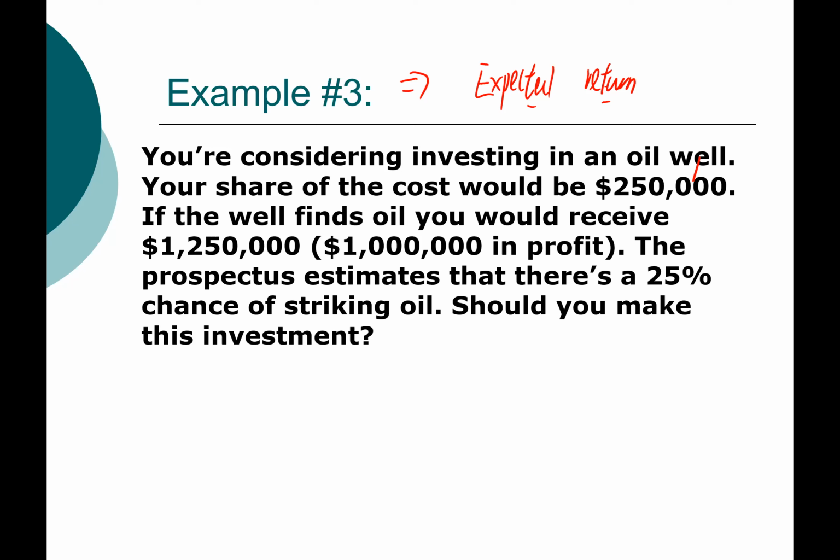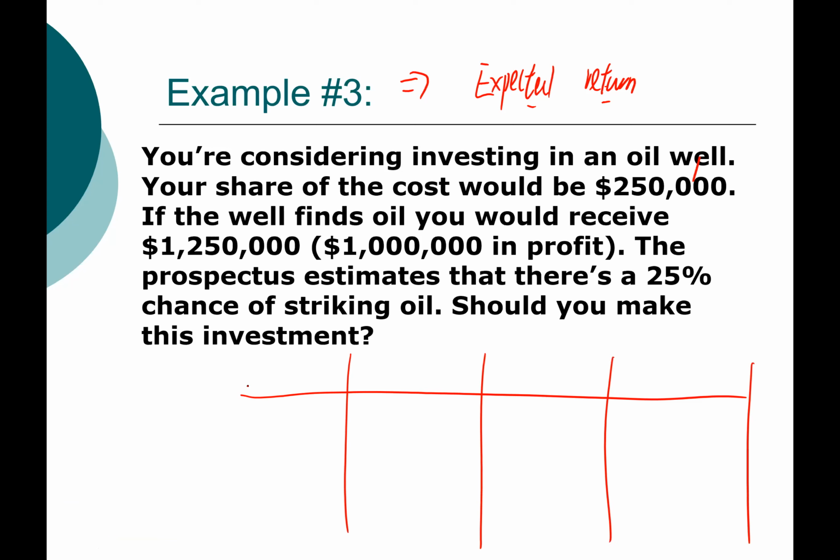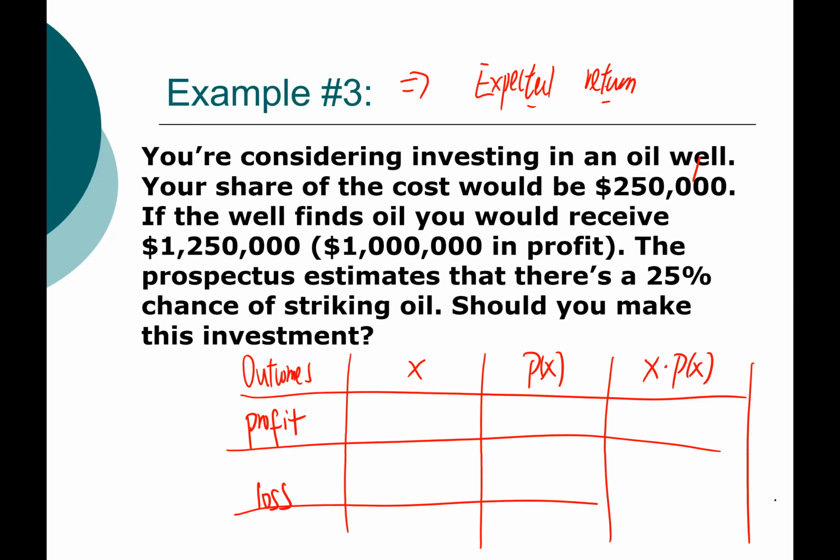All right, so let's review the answer for this. How many outcomes are there? Anybody figure out that? Okay, so outcomes, x and P(x), times P(x). So you expect to have two outcomes, right? This one is actually very simple. You either strike the oil or you did not strike the oil. If you strike the oil, then that's a profit. If you did not strike the oil, you have a loss. That's the only thing we have here.